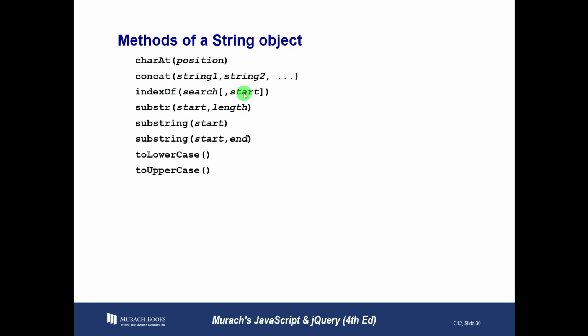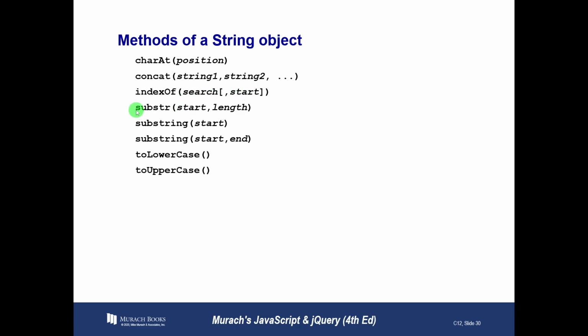With this index of, if we don't want to search the whole string, we can tell it a place to start. And we know that's optional because it has square brackets around it. These square brackets mean this parameter is optional. We don't have to specify a start if we want to look at the entire string.